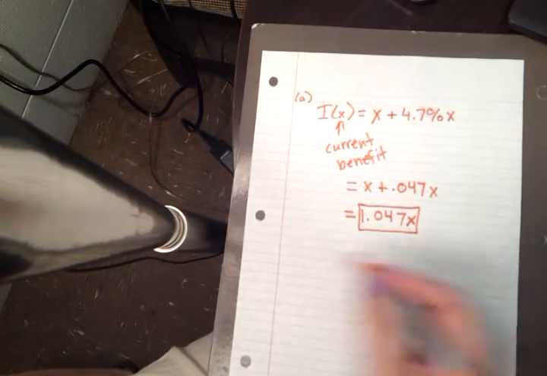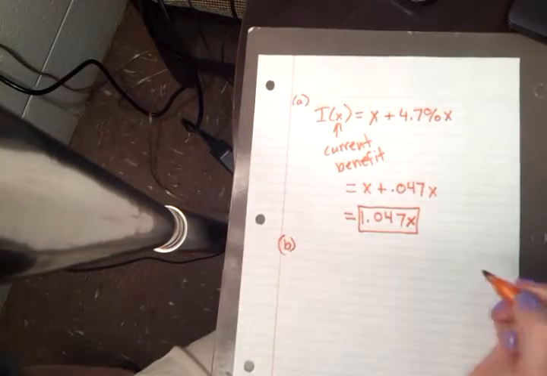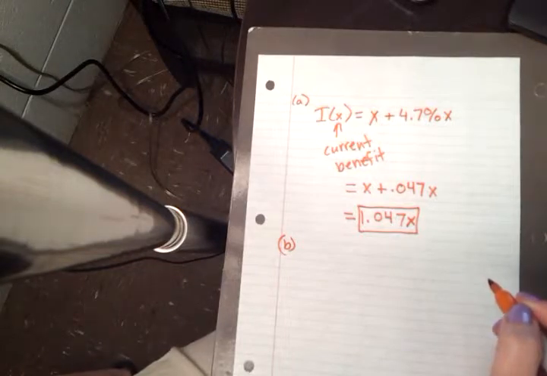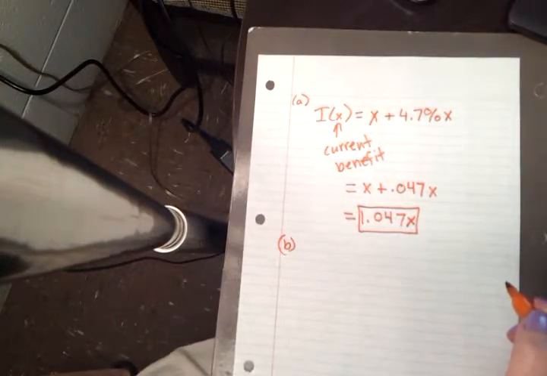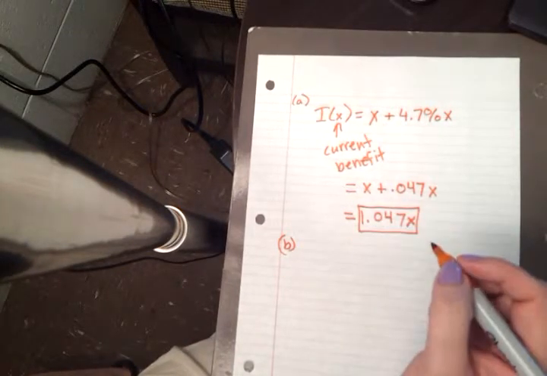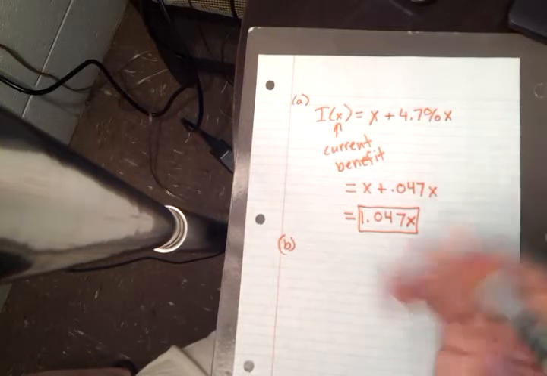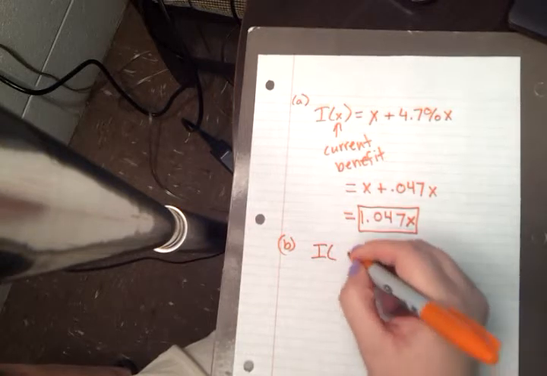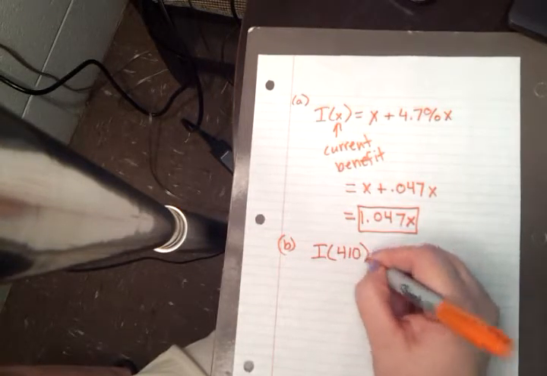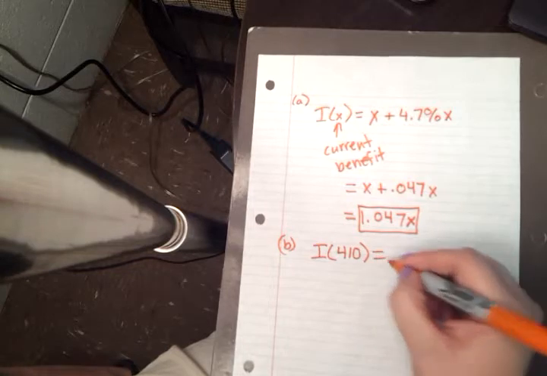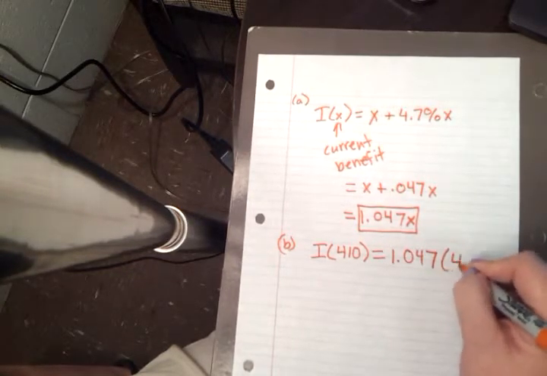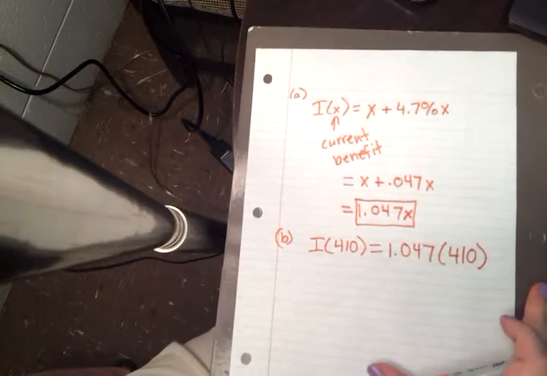to get your percent. And part B says if Harrington's monthly Social Security benefit is now $410, what will his adjusted monthly benefit be? So all we're doing is we've got an actual value to plug in for X now. So instead of doing I of X, we're just going to do I of 410. And so that's going to be equal to 1.047.